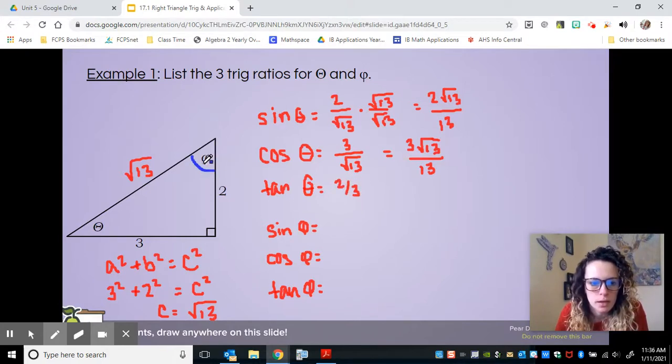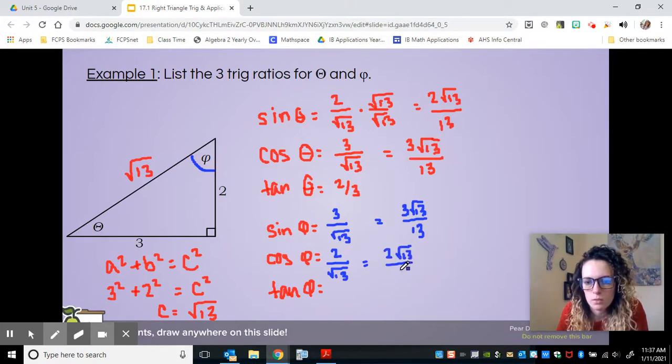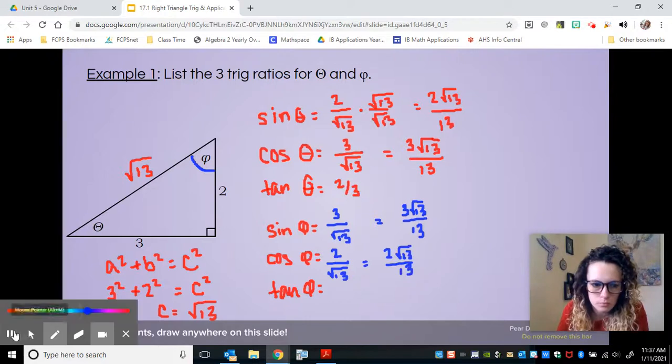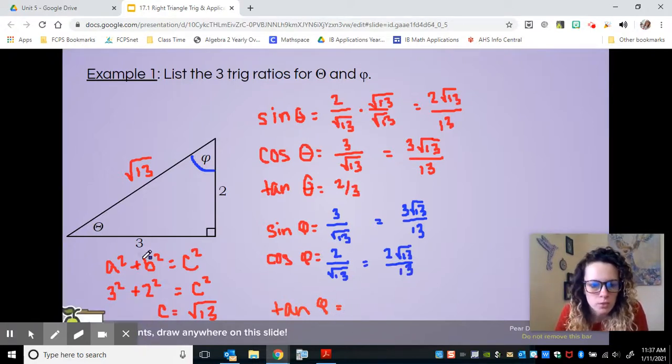Focusing on phi now, I'm looking at the opposite side being 3 over the square root of 13. I already know what that rationalizes to because I did it for theta. Cosine of phi being the adjacent over the hypotenuse, so 2 over the square root of 13. Again, I already know what that rationalizes to, 2 root 13 over 13. And finally, tangent of phi, opposite over adjacent, so 3 over 2.